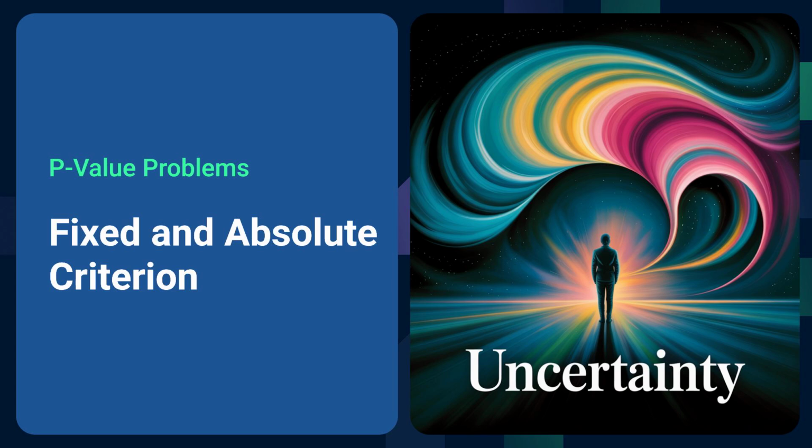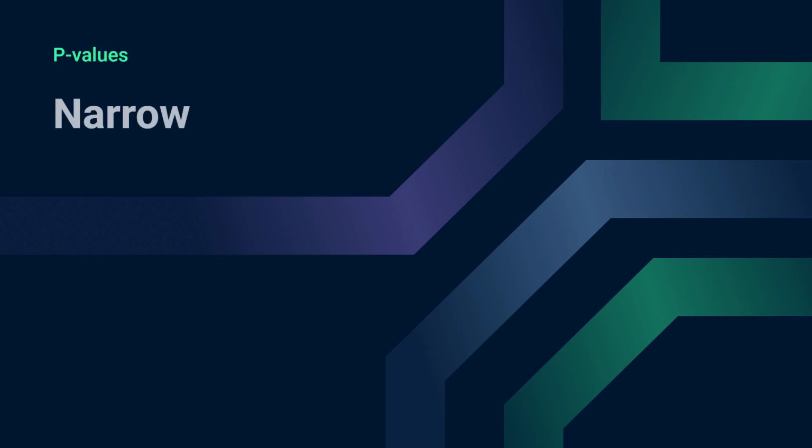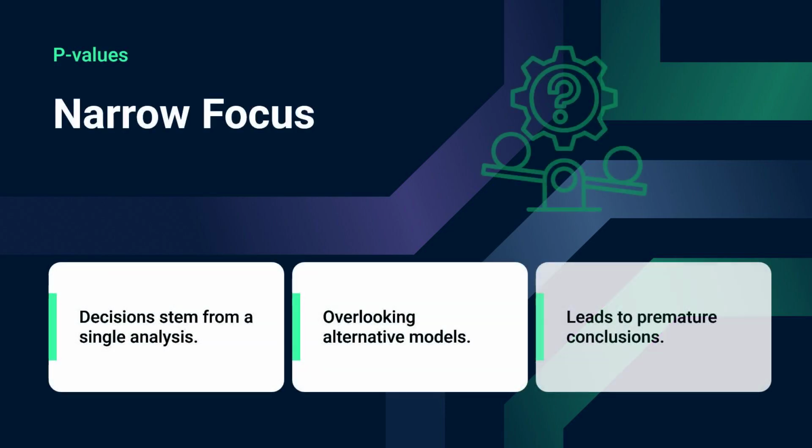This black and white perspective oversimplifies the nuanced reality of evidence, where effects exist on a spectrum and uncertainty is inherent. Additionally, decisions based on p-values often stem from a single statistical analysis, potentially overlooking alternative models that might better explain the observed data. This narrow focus can lead to premature conclusions and a limited understanding of the underlying phenomena.